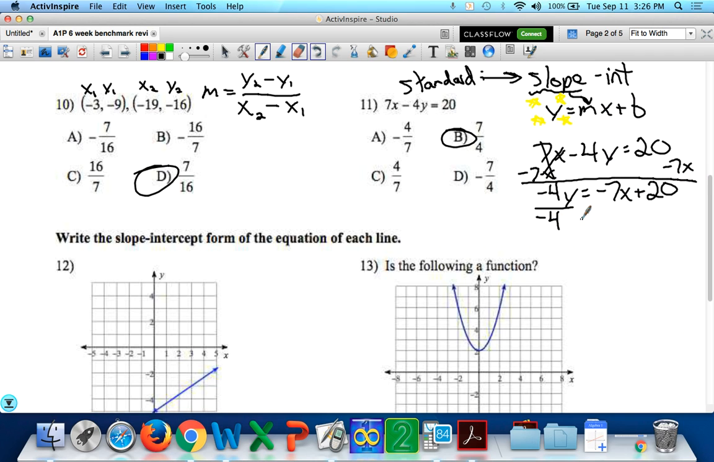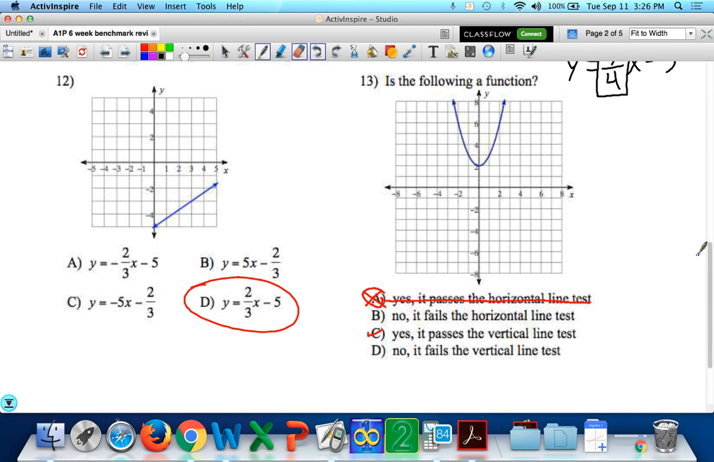Next, I divide by negative 4 on both sides, or divide everything by negative 4, whichever way you want to say it. Negative 7 over negative 4, negative over negative, is a positive 7/4. And then we have minus 5. Minus 5 doesn't really matter in this case. What we were after was that slope of 7/4. Hard problem there, okay?